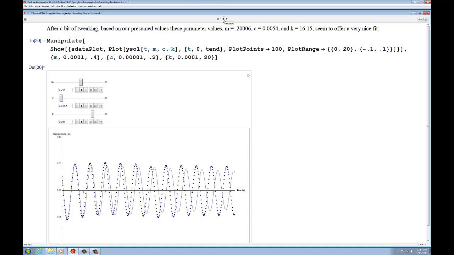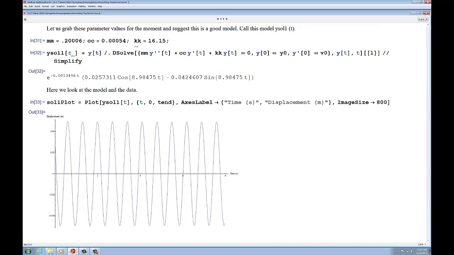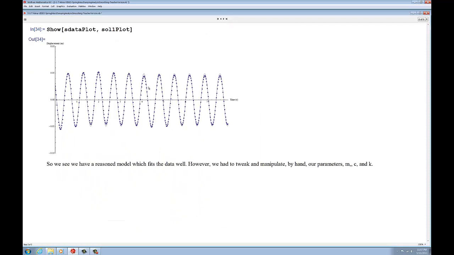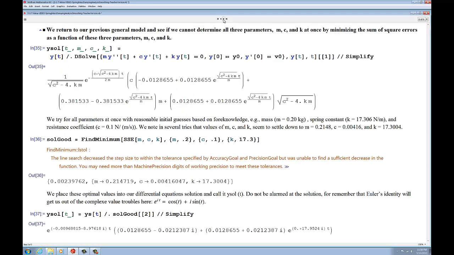So let's go on then and build a model with these values that we got from just tweaking around the previous manipulate. And when we look at that model, it comes out to be this. Doesn't quite look like it's damping, but it actually is. And of course, if we went further, we'd see that. Let's take a look at the model that we just had over the data. Looks pretty good. The model seems a little bit high here, and maybe we might want to look a little further. Okay, so we go back to the general model again.